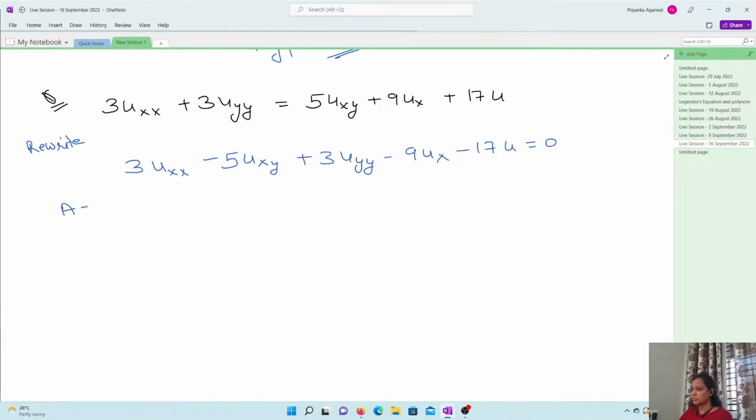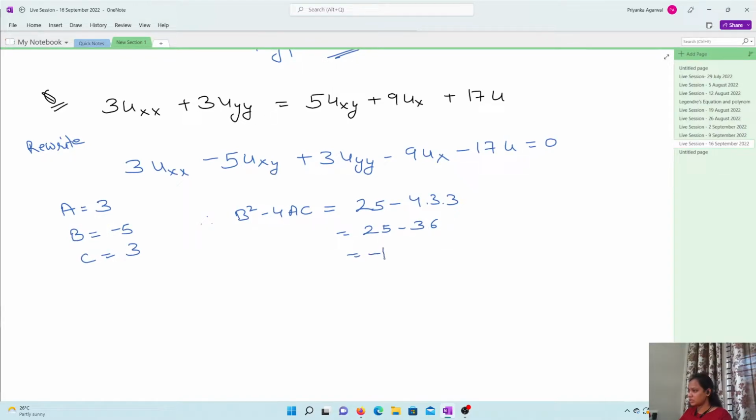Now, if you compare it to the general form, here a equals to 3, b equals to -5, and c is equal to 3. Therefore, b square minus 4ac, what does it become? 25 minus 4 into 3 into 3, 25 minus 36, which is minus 11, and this is less than 0. So this particular equation is of elliptic type.